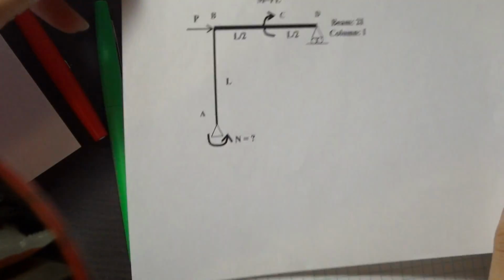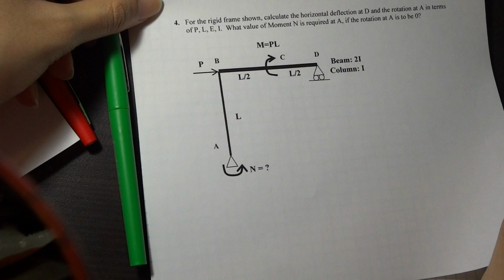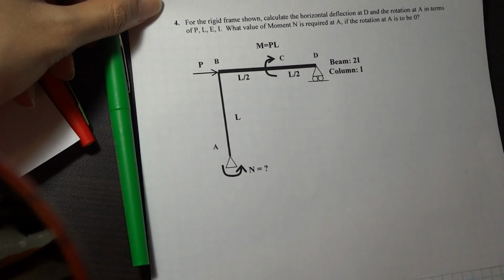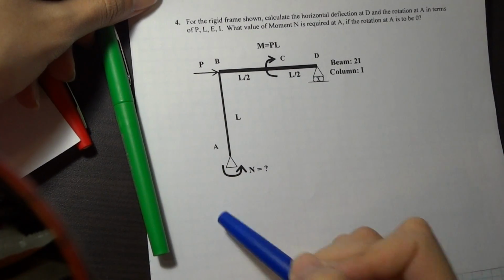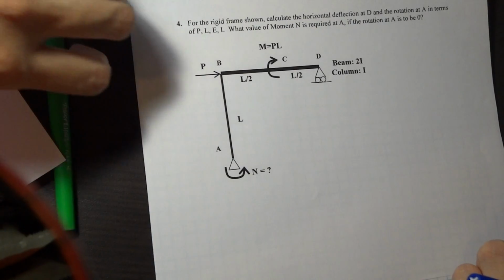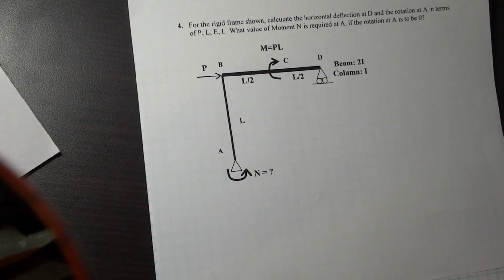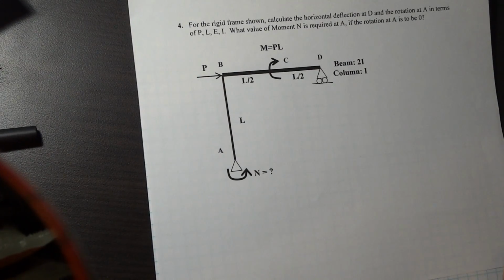Okay, so problem 4 is very similar to the previous problems, except now you have an applied moment. And you're trying to find the value of the moment required at A to make the rotation at A 0. So again, working with moments tends to throw a lot of people off as opposed to working with regular forces, but it's really not too bad.